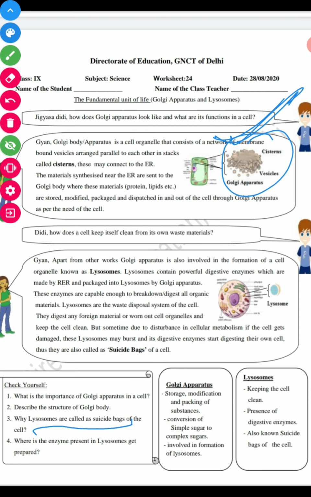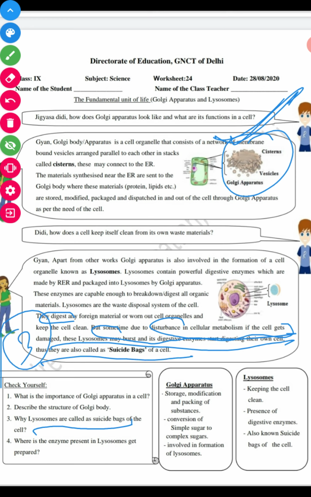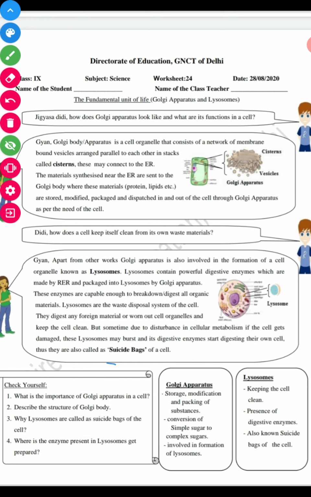Why is the lysosome called suicidal bag? Due to disturbance in the cellular metabolism. This is your third answer. Lysosome may burst and digest the enzyme of their own cell, and this is why they are called suicidal bag. Where is the enzyme present in the lysosome prepared? It is made by RER, rough endoplasmic reticulum.